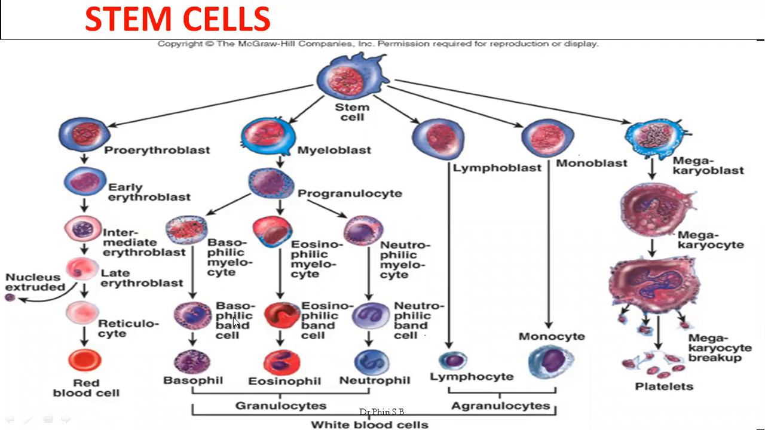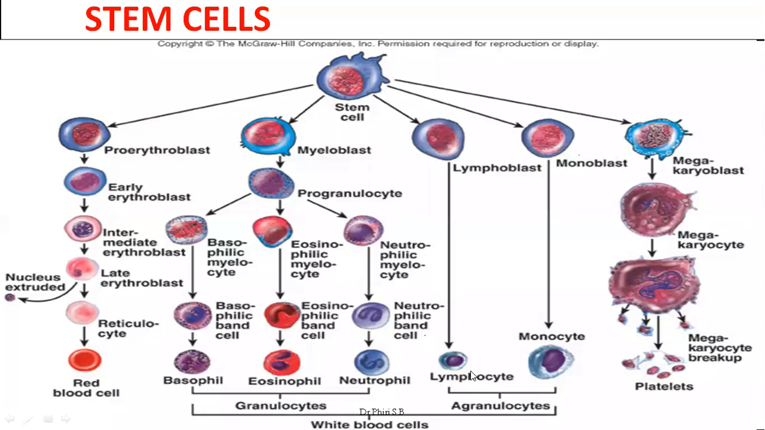So you have the basophilic band cells or stub cells that can become a basophil. Eosinophilic band cell will become eosinophil. Neutrophilic band cell will also become neutrophil. Okay, so these three cells are called granulocytes. Why? It's because they contain granules inside. Then you also have lymphoblasts. Lymphoblasts will become lymphocytes. But remember, you have two major types of lymphocytes.